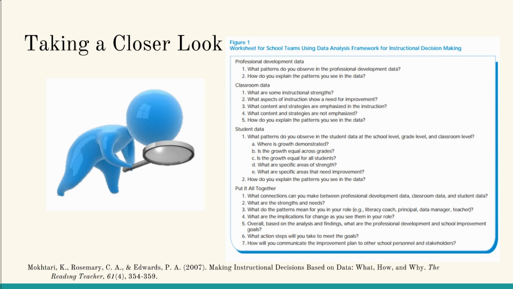In an article entitled Making Instructional Decisions Based on Data, What, How, and Why, Makatari, Rosemary, and Edwards described the data analysis framework for instructional decision-making. There are 3 data categories for improving reading and writing instruction, including professional development data, classroom data, and reading performance data. We have just analyzed our reading performance data using our 2014-2015 state report card.